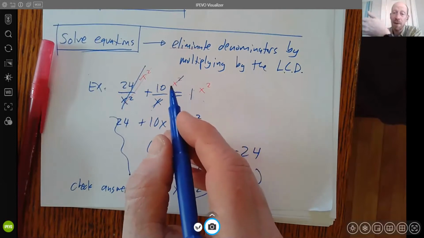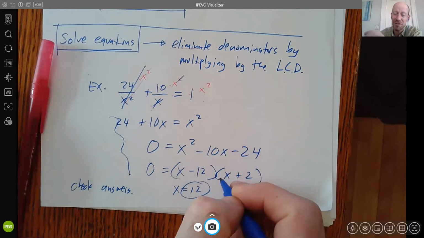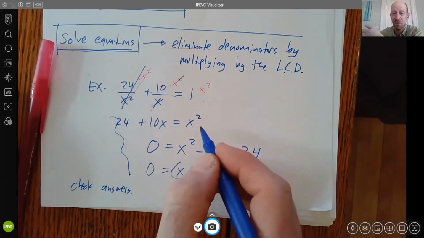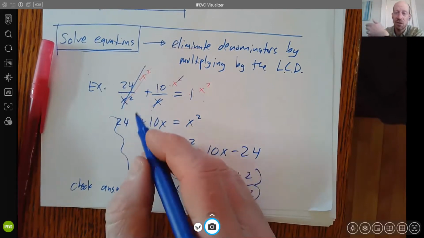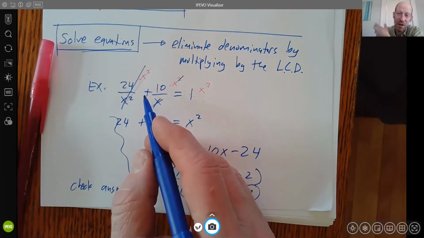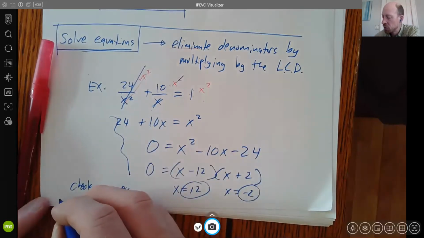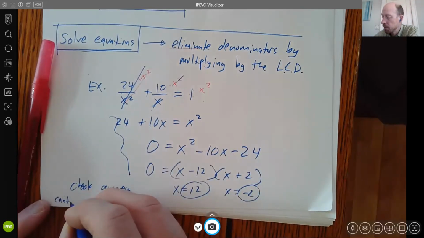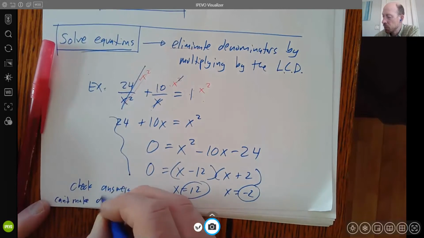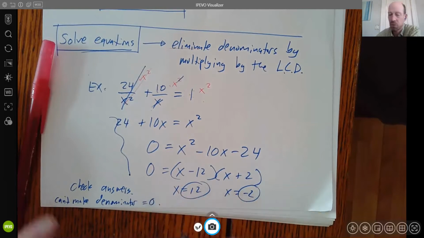The only problems you can get if you did the problem correctly was that you can get some answers that seem like they're answers. They would solve this, but they wouldn't solve the original because they would make one of the denominators 0, right? Which then would be undefined, couldn't work. So you want to check the answers. You can't make the denominator equal 0, right? That's what you're trying to avoid.